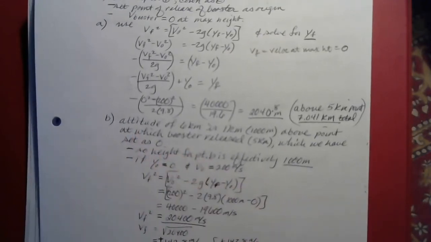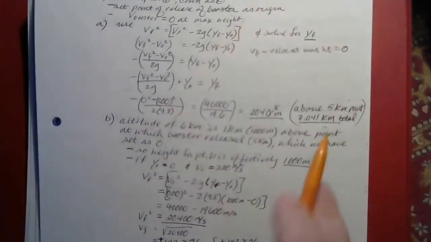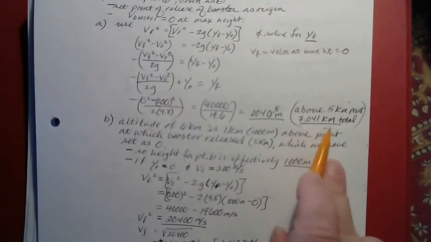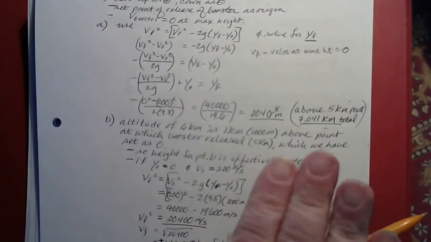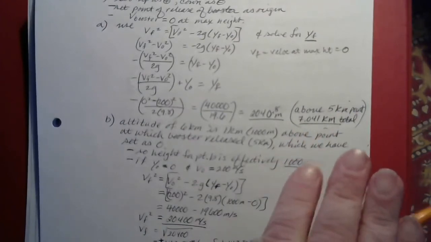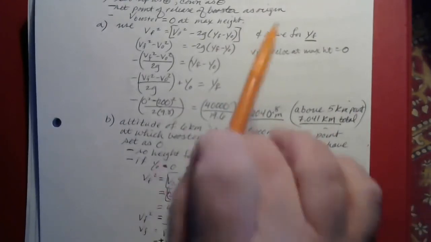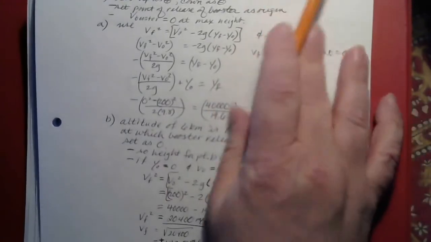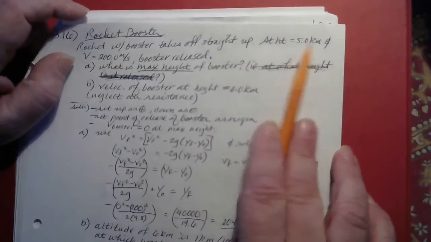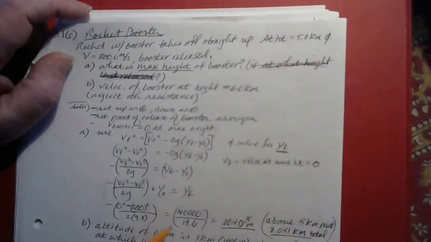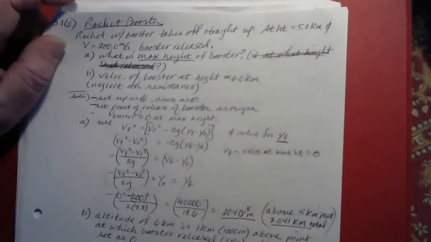Okay, B is the velocity of the booster at a height of 6 kilometers. We know from part A that the maximum height is 7.041 kilometers. At that point, the velocity will be 0. At 6 kilometers, you're 1 kilometer, or 1,000 meters, above the point at which the booster was released.